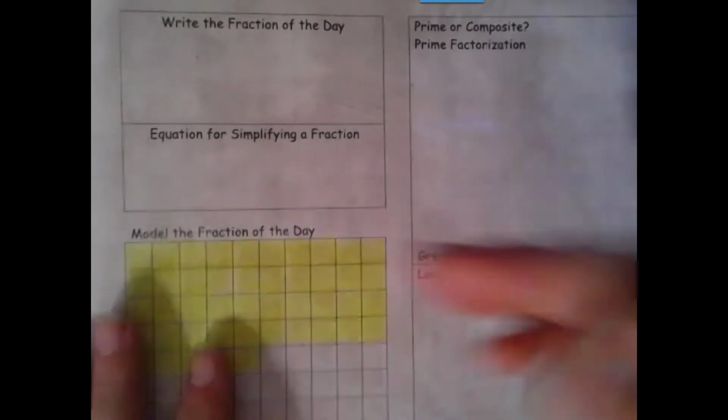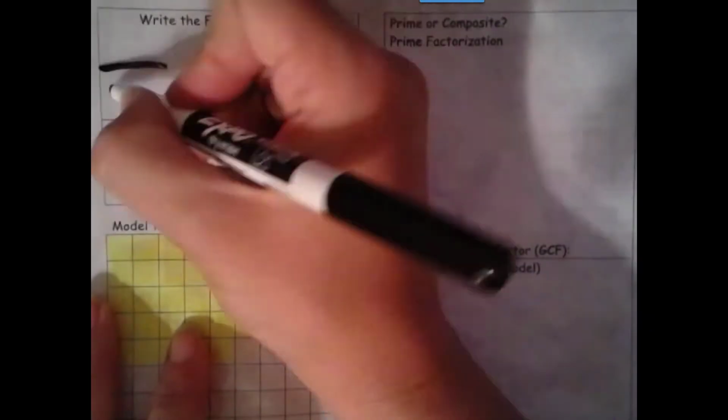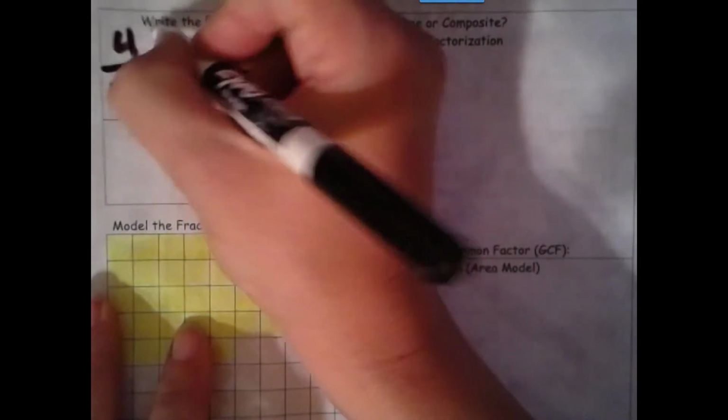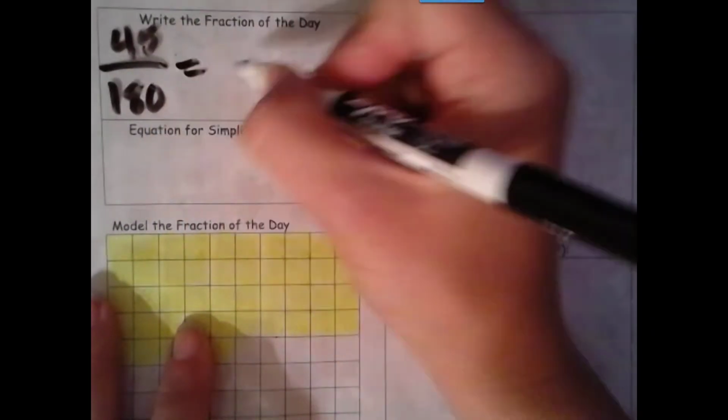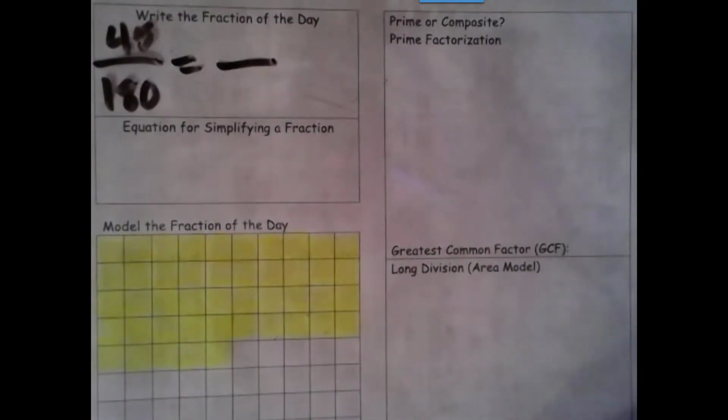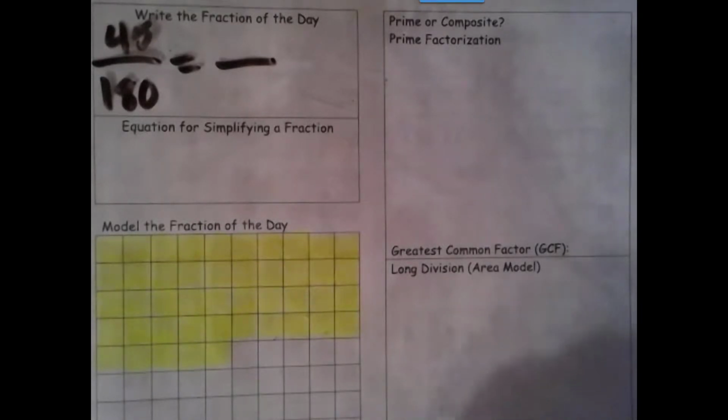We have a total of 180 school days. We're on day 45. We want to figure out if 45 is prime or composite. Well, it's not even, but it does end in a 5. When it ends in a 5, it means that 5 is a factor. So we have 1, the number itself, and 5. That's more than 2 factors, so it is composite.